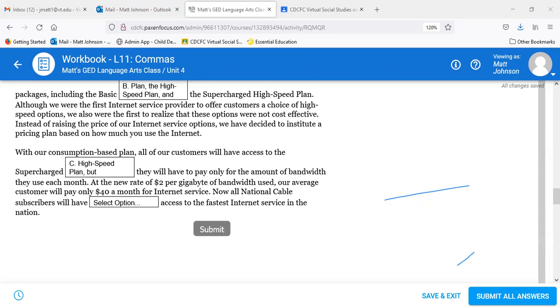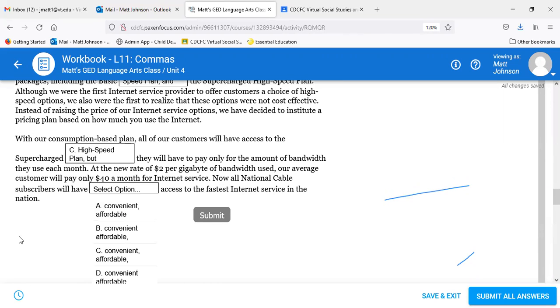Then, at the new rate of $2 per gigabyte of bandwidth used, our average customer will pay only $40 a month for internet service. Now, all national cable subscribers will have convenient, affordable access to the fastest internet service in the nation.